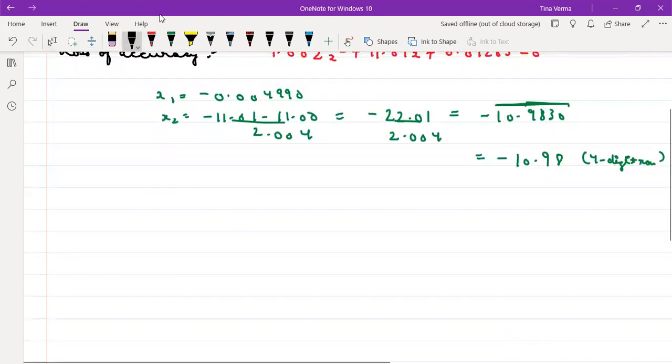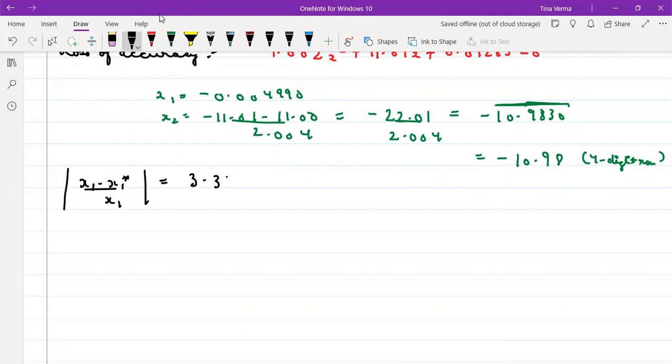If you find the relative error in x1, that is x1 minus x1 star divided by x1, this comes out to be 3.34. And if you talk about the percentage error, when you multiply it by 100, that is 334% error. That means this error is very high, so we can't tolerate this error.